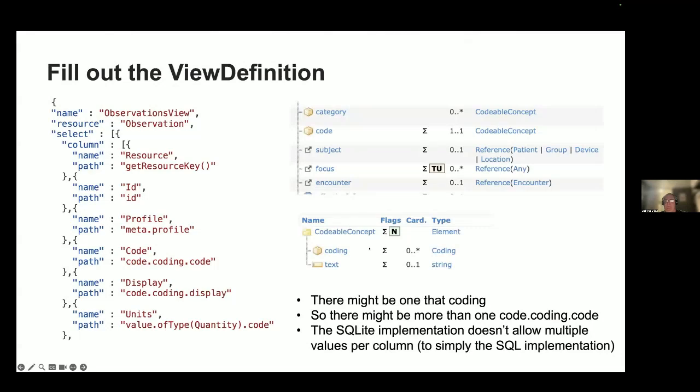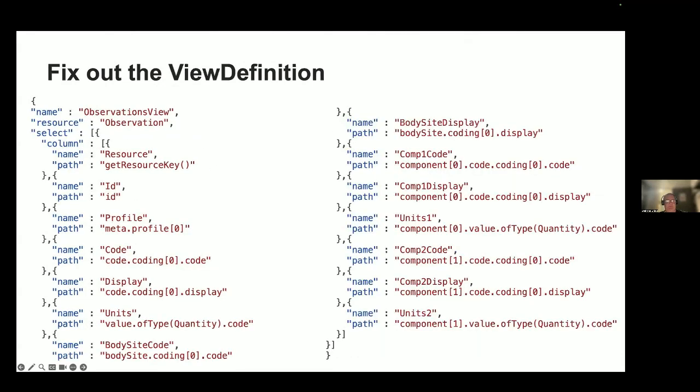So instead I say, let's fix it up. So code.coding, and say only the first coding will take the code from. I went through and did all those things. And it's probably good practice to deal with those hints and warnings.